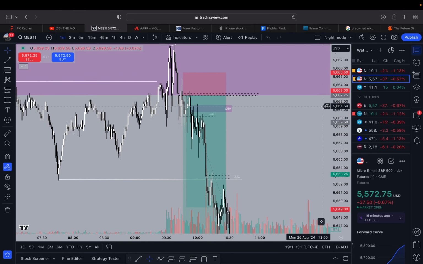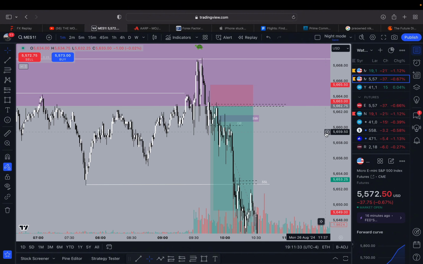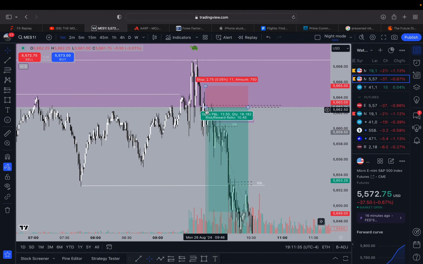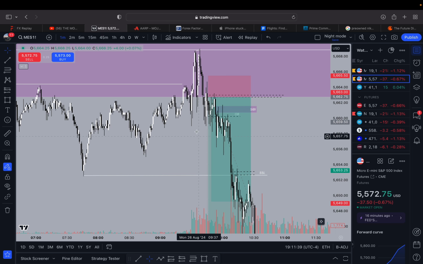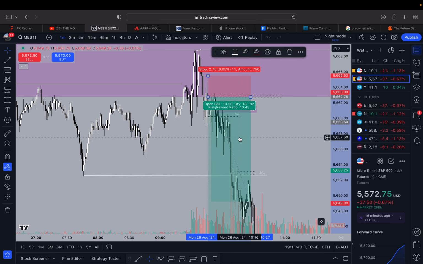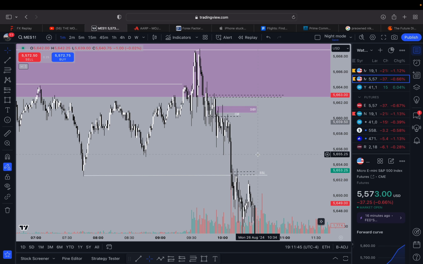So coming into this, we took the short off of the 5662 level, and then we found our displacement, fair value gap. The next thing that I'm going to do is find all the supporting bearish PD arrays that are going to support price moving lower. So in this case, I like marking out this order block right here. And why this order block in particular? Well, this was the lowest low candle that we had that closed below the market structure shift.